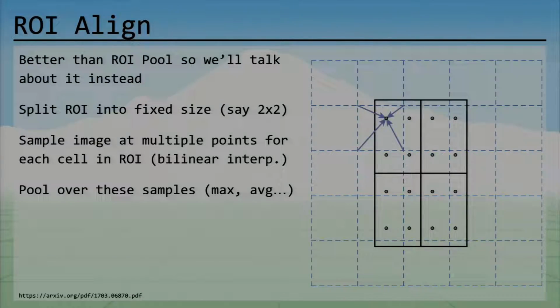Do people more or less understand ROI align and how it's taking this variable-sized region in our feature map and just mapping it to this fixed size output?